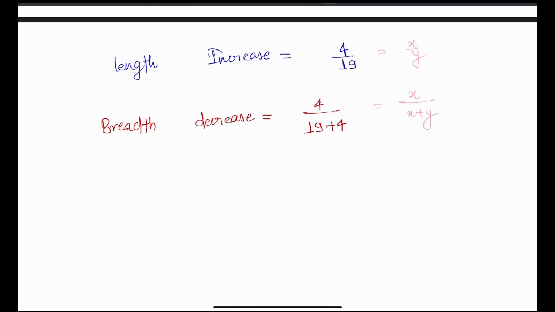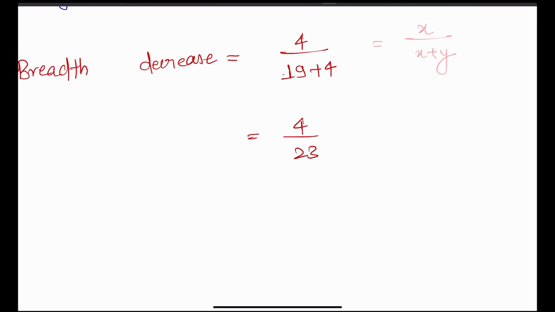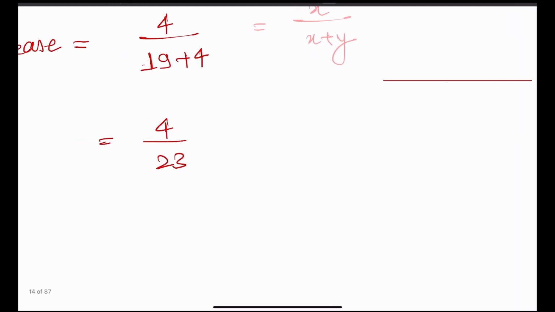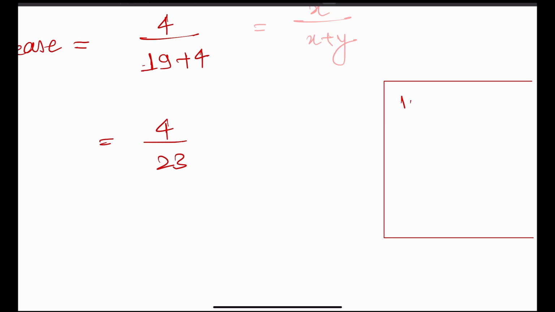So again, this is nothing but 4 by 23. One thing I need to practice because I forgot: I will start uploading some revision videos, because a lot of things I am not revising, so that will be coming. So 1 by 23 in percentage terms is 4.35%.